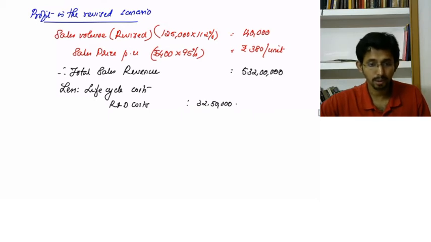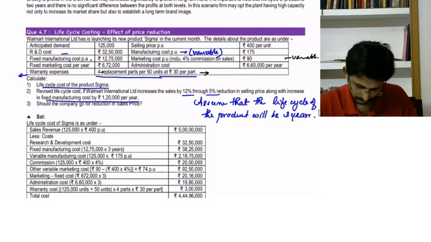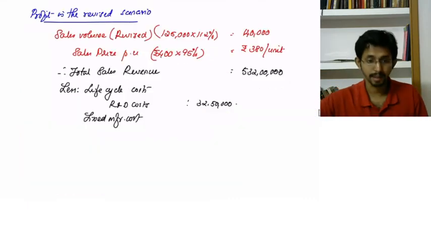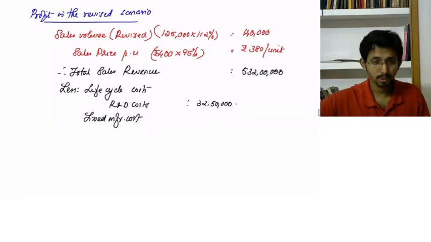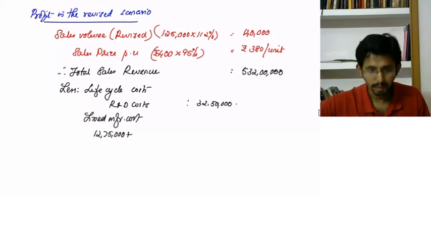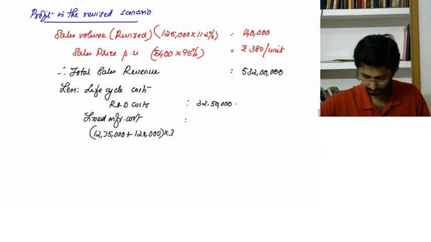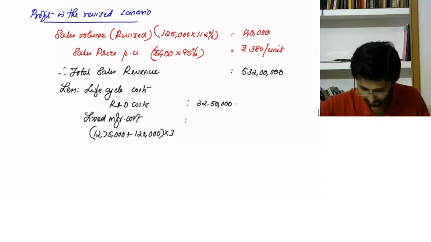Then fixed manufacturing cost. Will there be any change? Yes. They say that the fixed manufacturing cost will increase by 1,20,000 per annum. Okay. So earlier it was 12,75,000. So 12,75,000 plus 1,20,000 into 3. That is 13,95,000 into 3. That will give you 41,85,000.